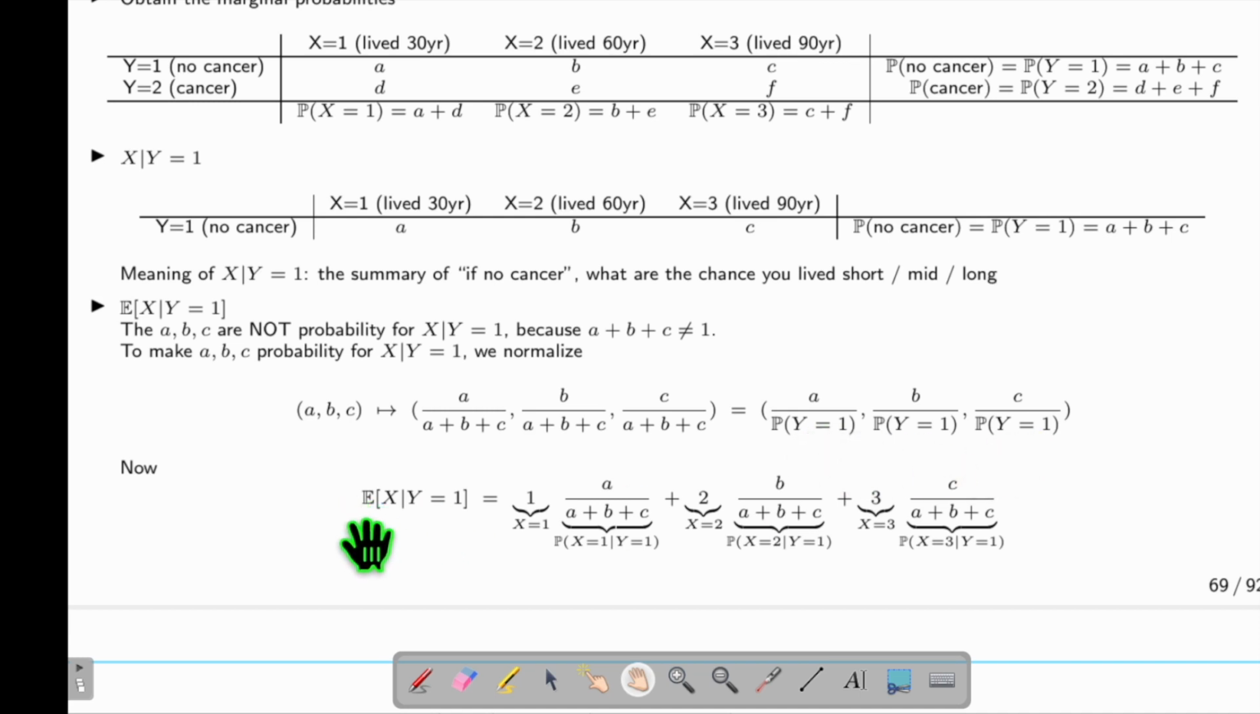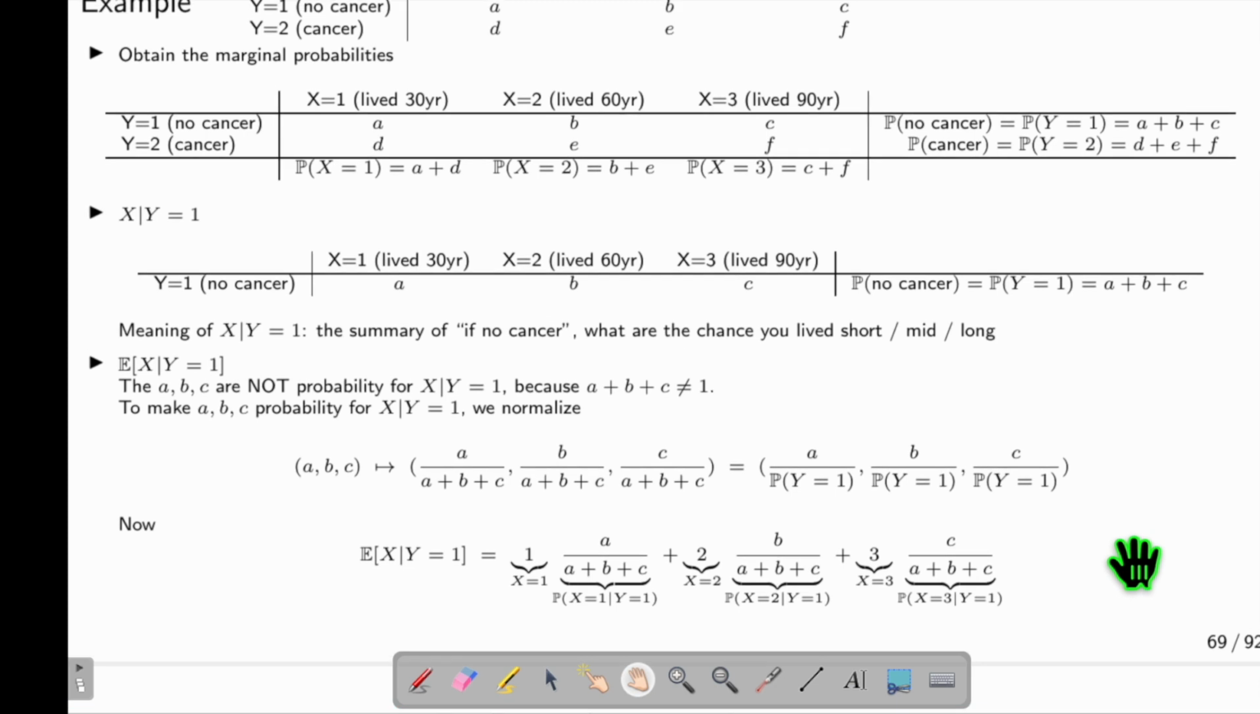So now we can calculate the expected value. The expected value will be what? The random variable takes the value, multiplied by the corresponding probability. So we have this multiplied by this, plus this multiplied by this, plus this multiplied by this. So this is the calculation.